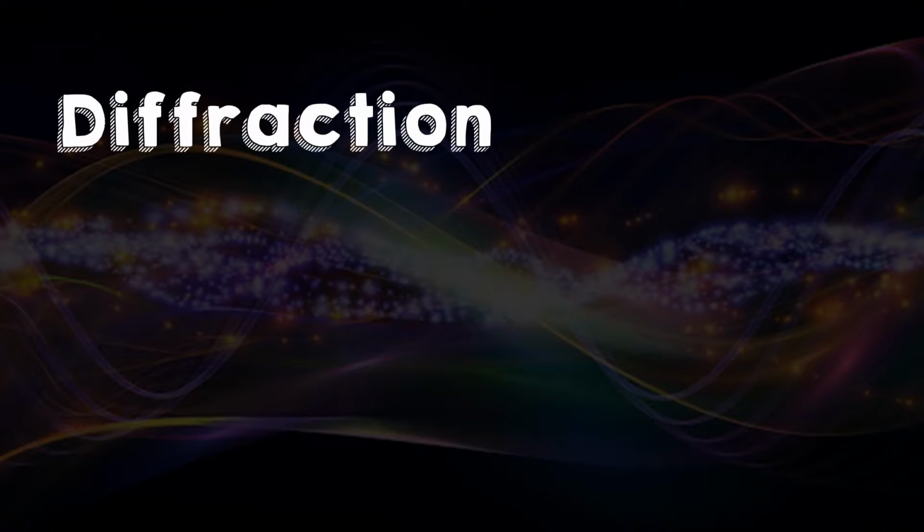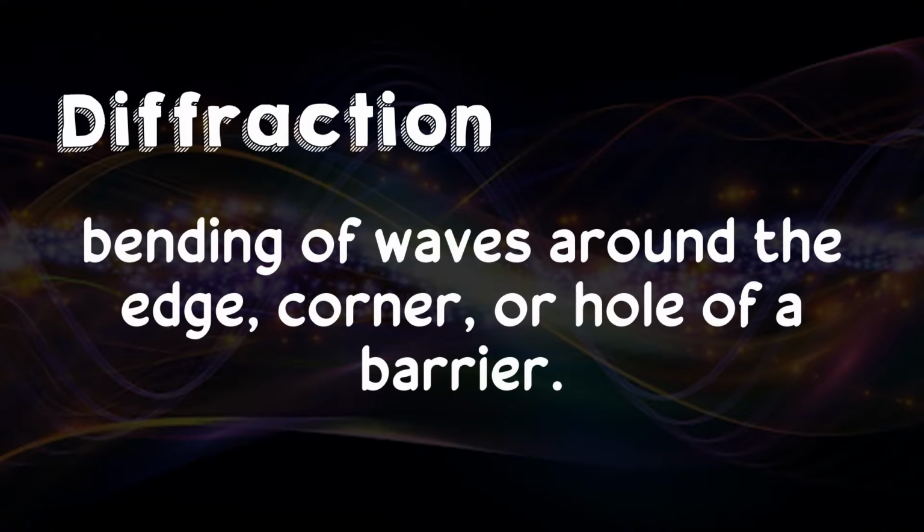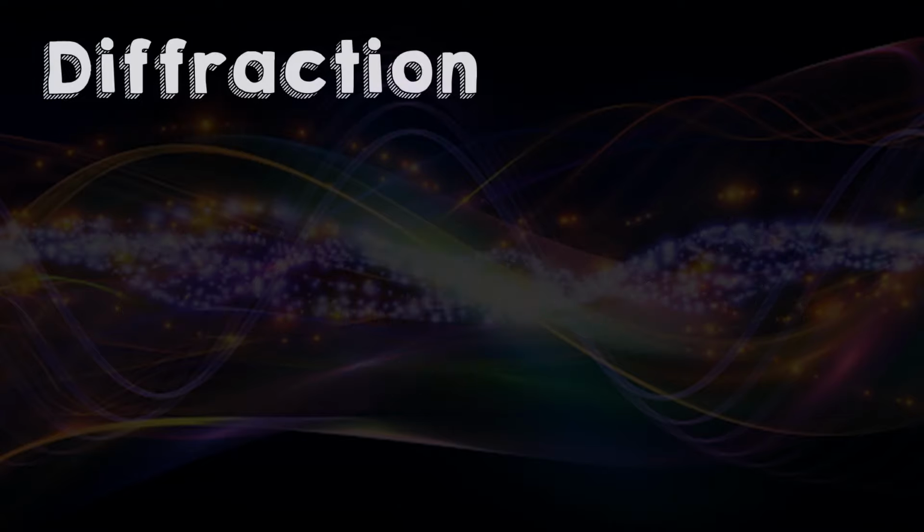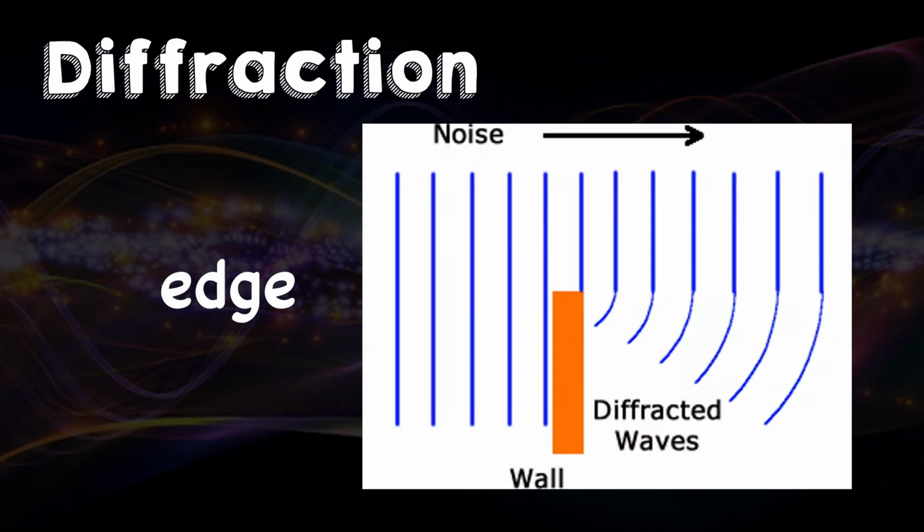The third property of wave that we are going to discuss is diffraction. It is also the bending of waves, but take note, around the edge, corner, or hole of a barrier. Ang diffraction na pwedeng mangyari sa edge ng isang barrier, just like in this one, the noise is diffracted because it cannot pass through the wall.